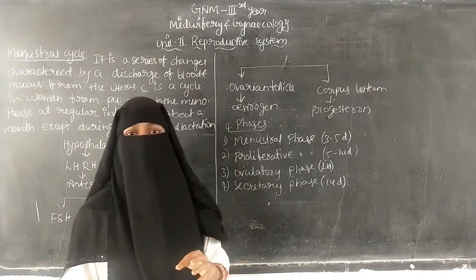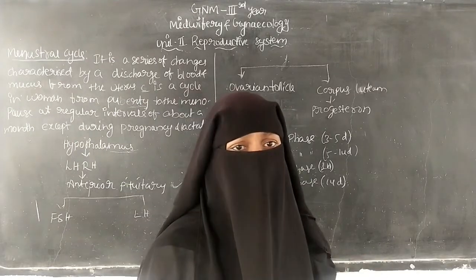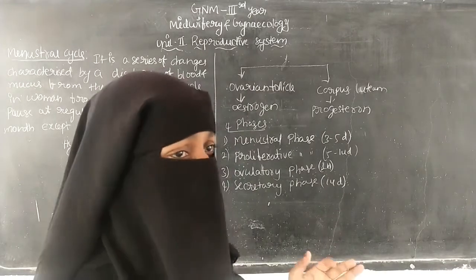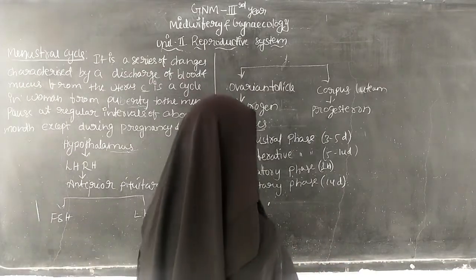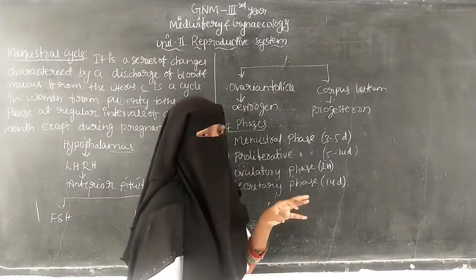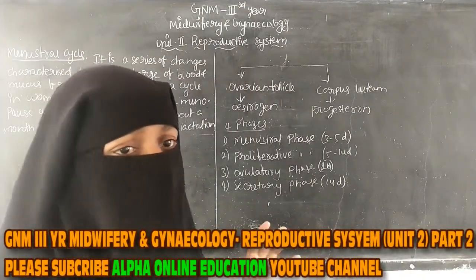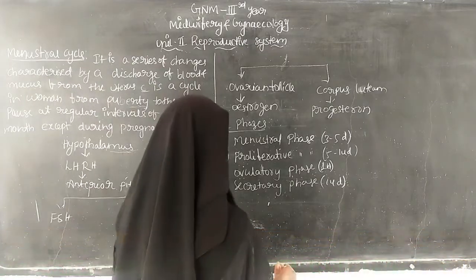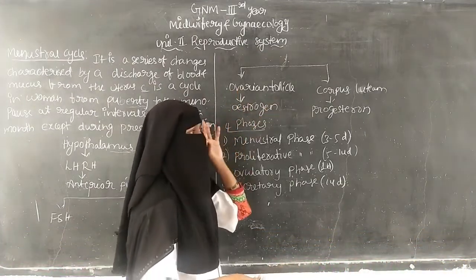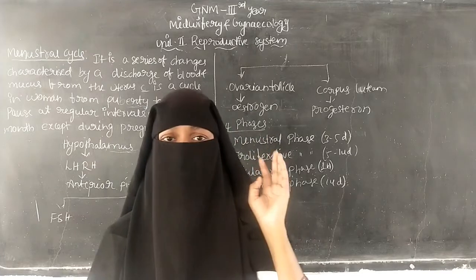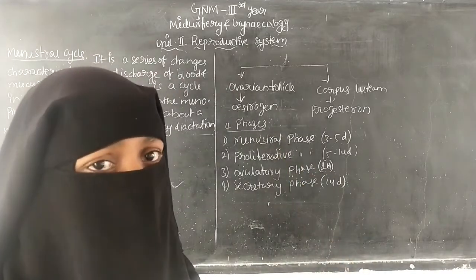So the ovarian follicle contains the egg cells, and it releases them during ovulation. Ovulation means the process of releasing the egg or ovum from the ovaries. So that is ovulation. Ovarian follicle means egg cells can be released from the ovaries during ovulation.